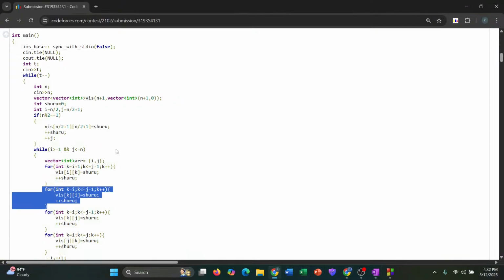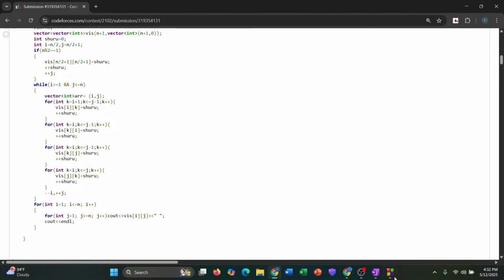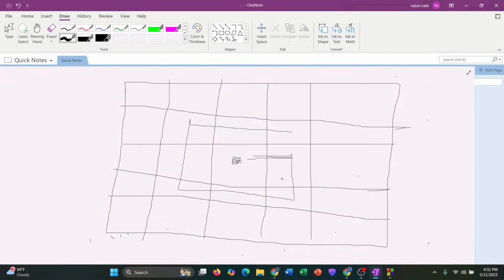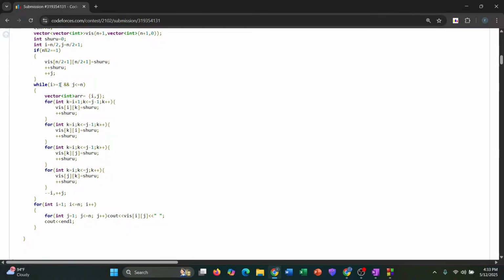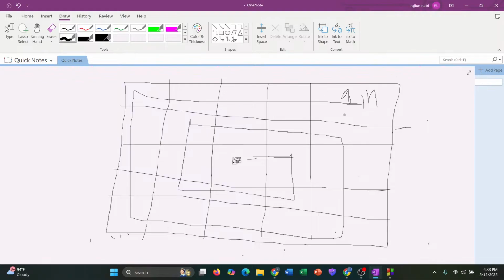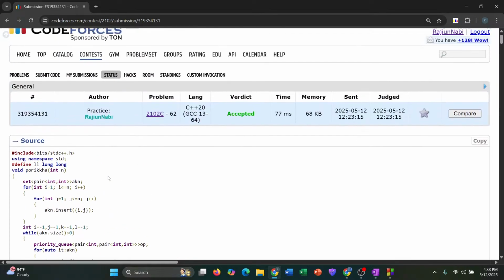And the code continues until it reaches index 1 comma n. That is what I quote here: until it reaches 1 and n, the spiral pattern will continue. So that's the code. That's how we solve this.